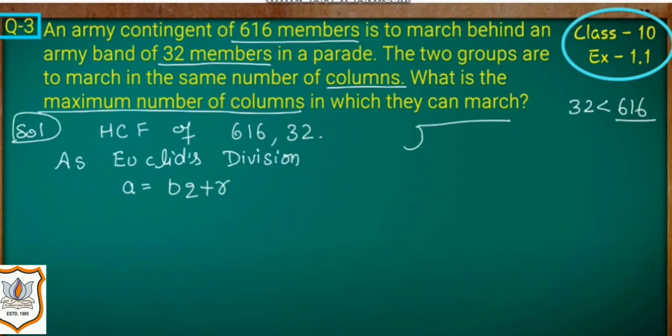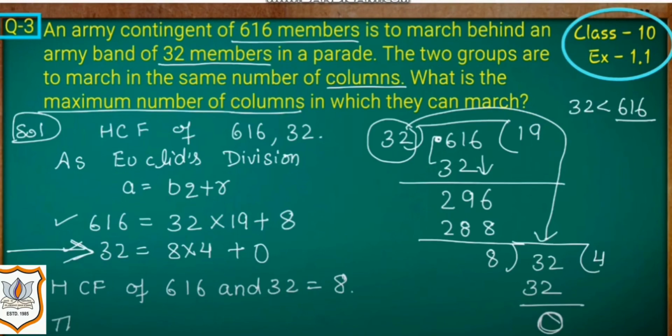HCF of 616 and 32 by Euclid's division, a equals bq plus r, and 32 is smaller than 616. In the first step, 616 is divided by 32. First 32 is multiplied by 1. So 61 minus 32, we get the value 29. Now q equals 1 and r equals 29. Now this 32 has to be shifted to the lower side and 29 should be divided by 32. Here 32 is multiplied by 1. We get 32. By subtracting 61 minus 32, we get the value 29.